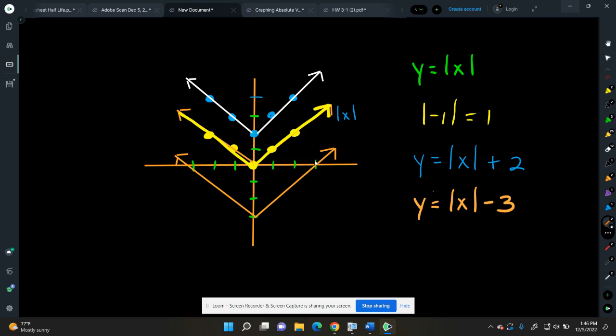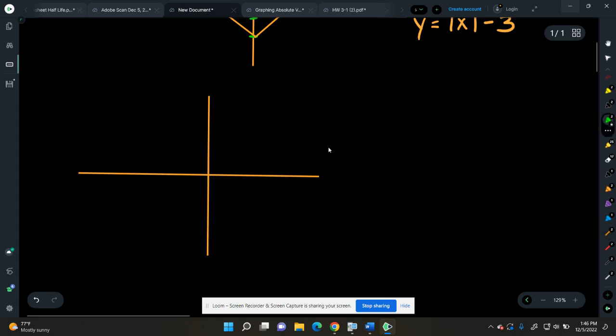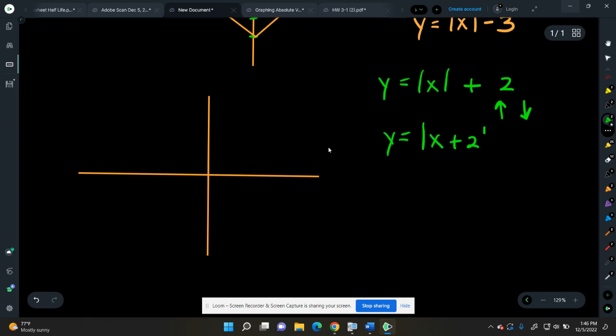Questions about that? No. These are easy, right? Okay. All right, so we know that if we add something afterwards, it's going to move it up or down. What do you think happens if we add something inside? Like that. Right or left.